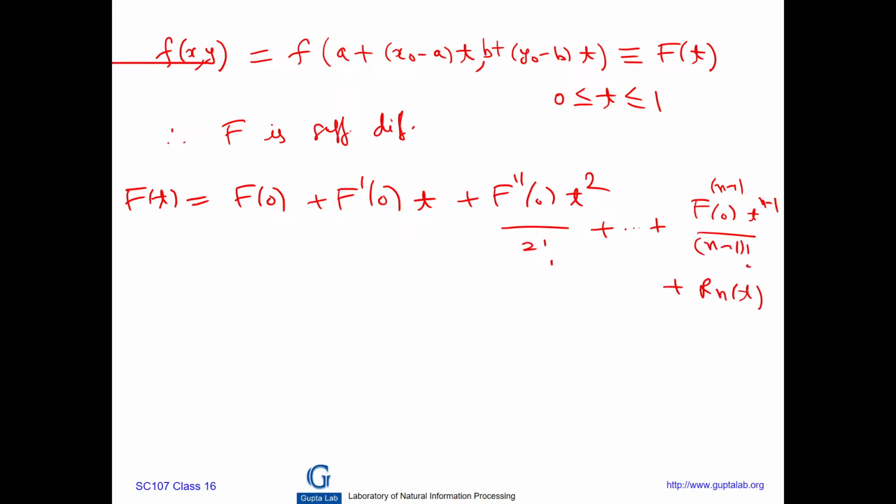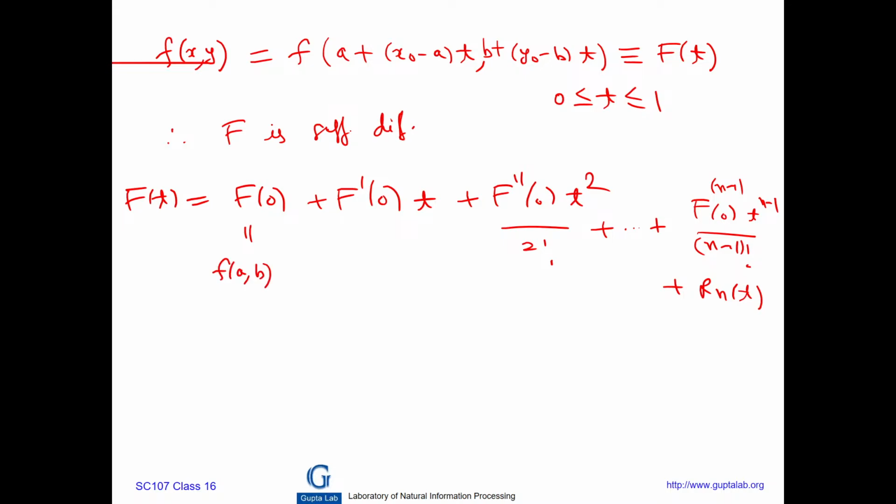Any issue here? Now what is left? Just find out these values. What is capital F of 0? Capital F of 0 means t is equal to 0. T equal to 0 means this function will become (a, b). So that first term will be f of (a, b), as expected, because t equal to 0 gives the first point.